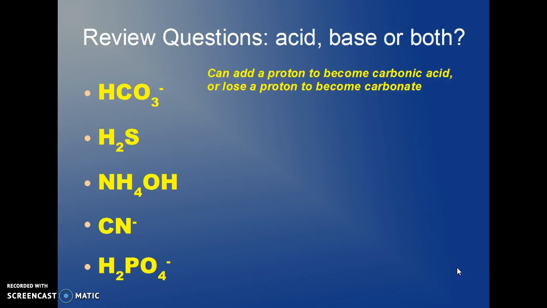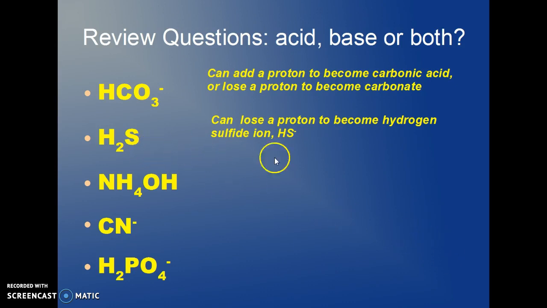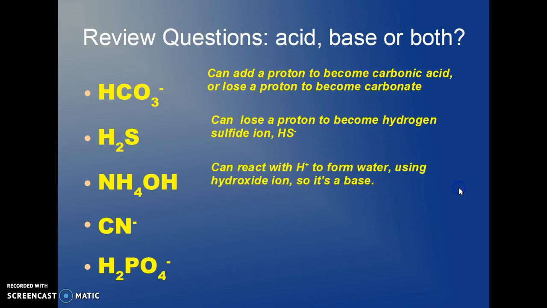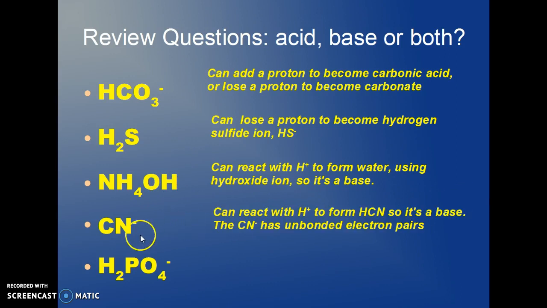The hydrogen carbonate can either add a proton to become carbonic acid or lose a proton to become the carbonate. It can go both ways. Hydrogen sulfide can lose a proton only to become the hydrogen sulfide ion. The ammonium hydroxide can react with hydrogen ions to form water using the hydroxide ion, therefore it is a base. Cyanide ion can react with hydrogen ions to form hydrogen cyanide. It's a base with unbonded electron pairs.